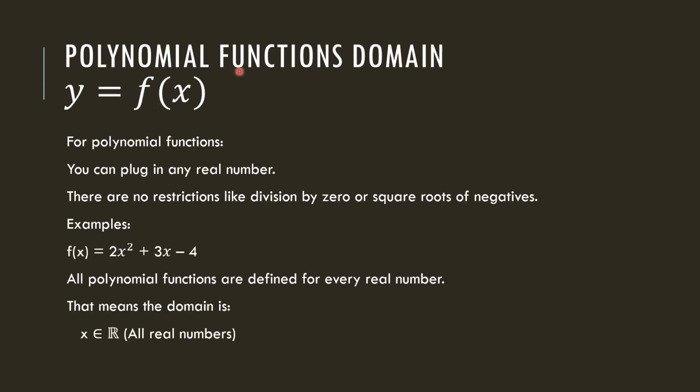Let's work on the domain of polynomial functions. Here we are going to understand the general domain for a polynomial function. For a polynomial function, you can plug in any real number. There are no restrictions like division by 0 or square roots of negative numbers. An example of a polynomial function is f of x equals 2x squared plus 3x minus 4.